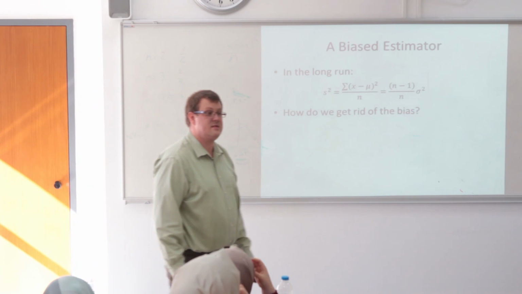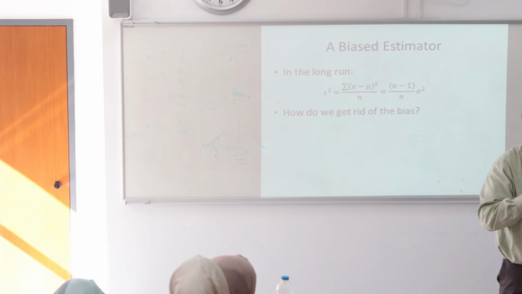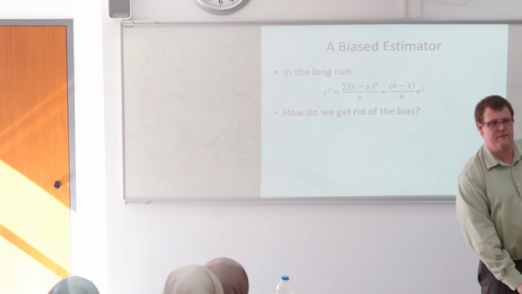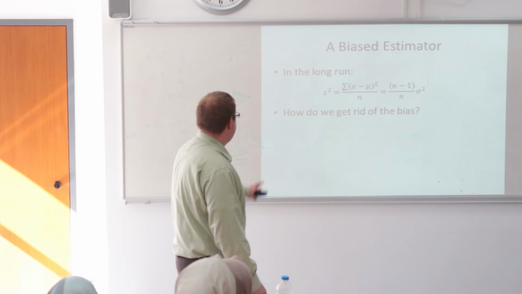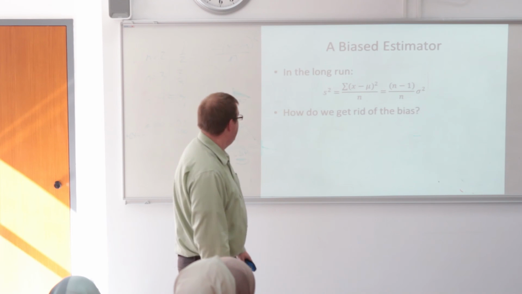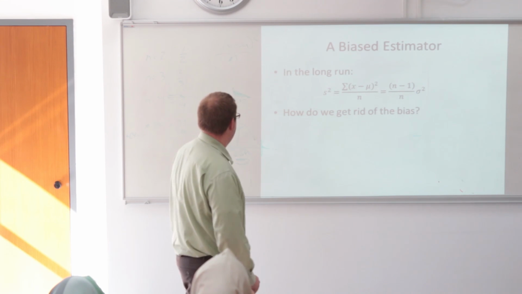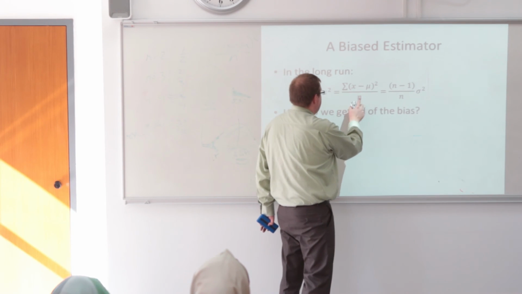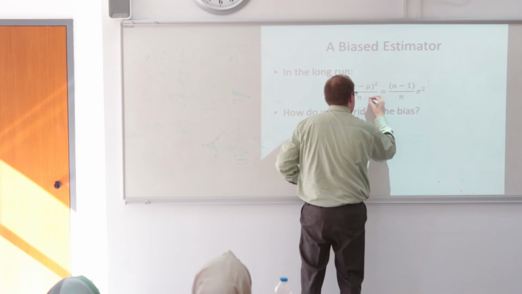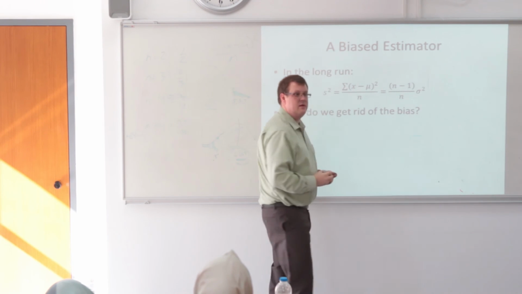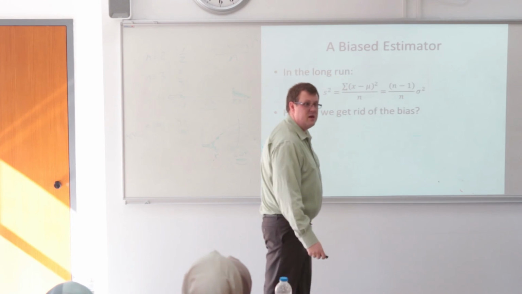What is S? S by itself would be a sample standard deviation. S squared is the sample variance. We could divide by n minus 1. Are you saying n times n minus 1, or just divided by n minus 1? He's absolutely right. If you just divide this by n minus 1, you can get rid of the bias.